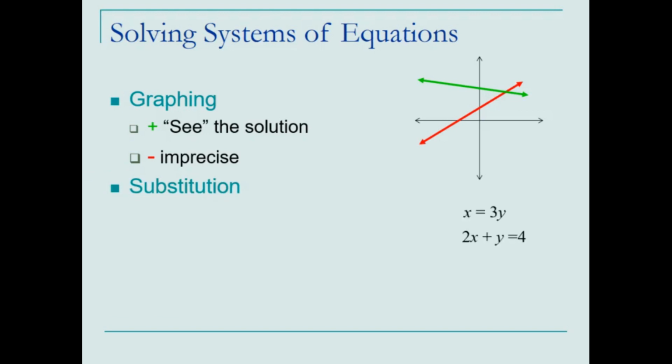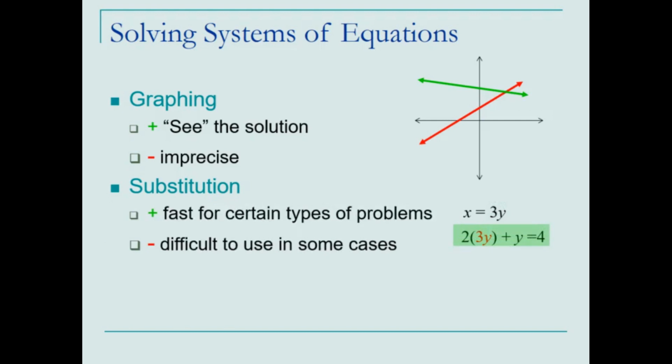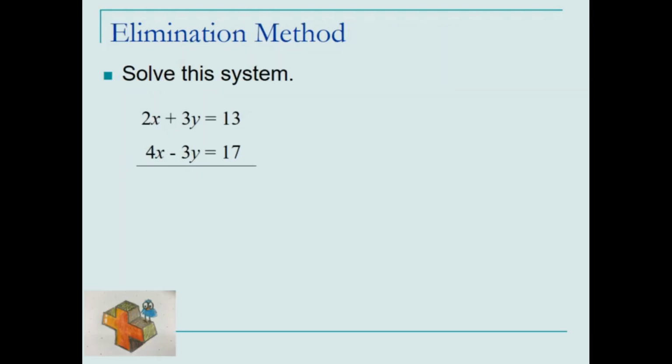A plus is that if the system looked like this, it's set up for replacing x with 3y from the first equation into the second equation so that we have an equation in one variable and can solve it quickly. That's the benefit. The downside of using substitution is that sometimes the equations are not easily solved for one variable and thus is time consuming. So let's take a look at a third option.